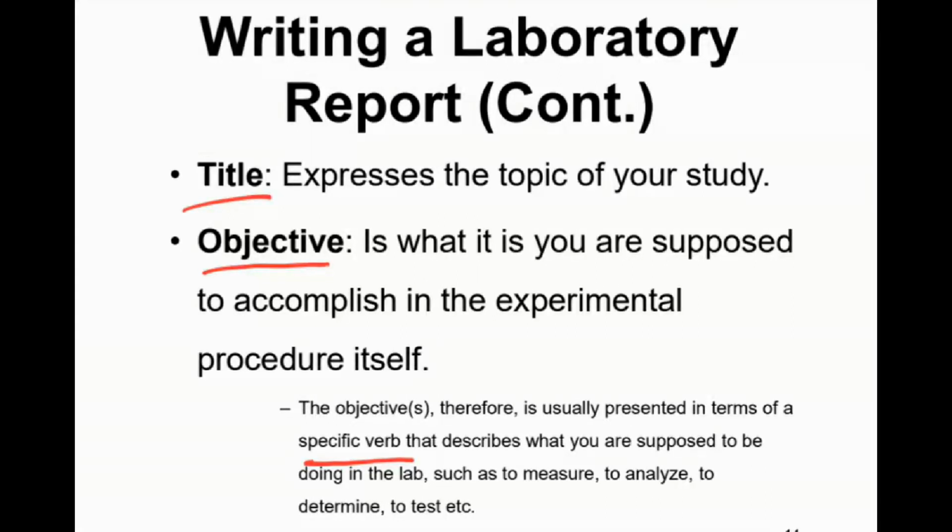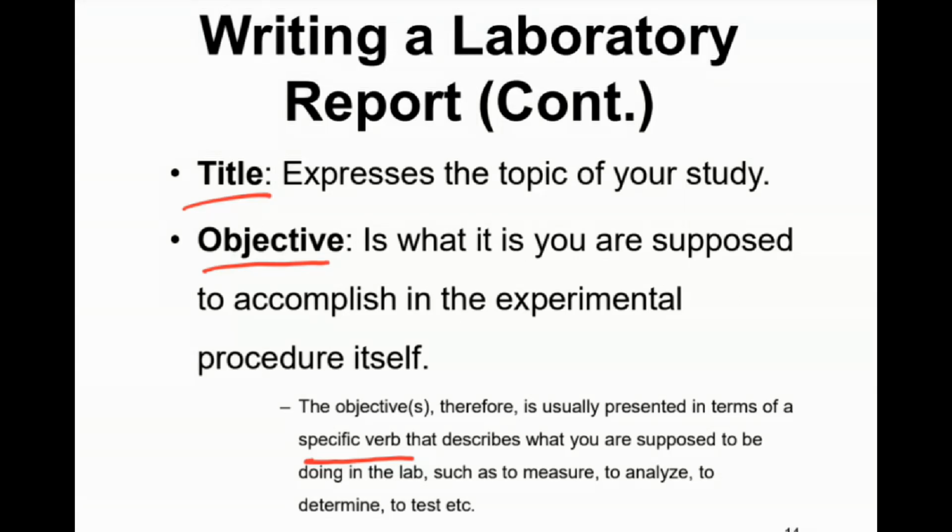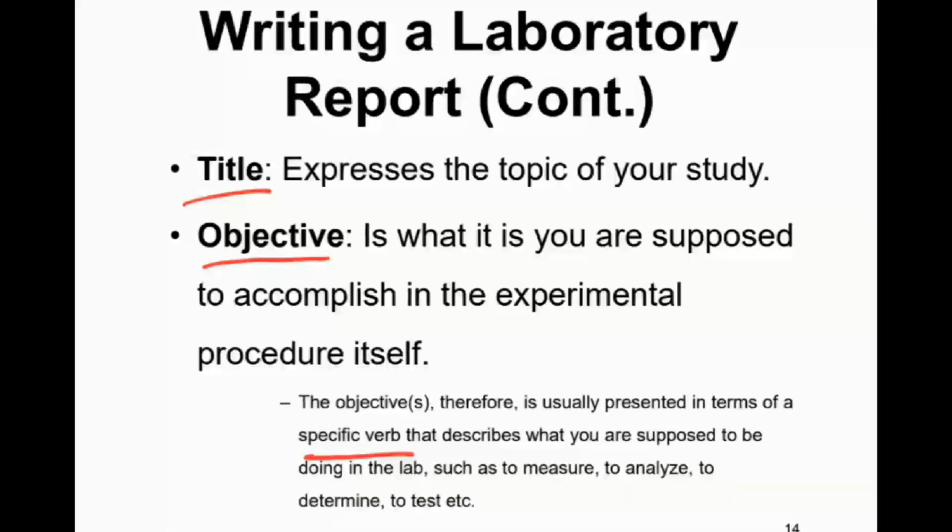ኦብጀክቲቭን ወይም ዓላማን ስትገልጹ የምትጠቀሙት ቨርቦች አሉ፣ ስፔሲፊክ የሆኑ ቨርቦች ወይም ግስ የምንላቸው። ስለዚህ እነዚህን ግሶች በመጠቀም ኦብጀክቲቫችሁን መጻፍ ትችላላችሁ። ለምሳሌ to measure ለመለካት፣ to analyze ለመተንተን፣ to determine ለመወሰን፣ to test ለመፈተሽ። Let us try an example.